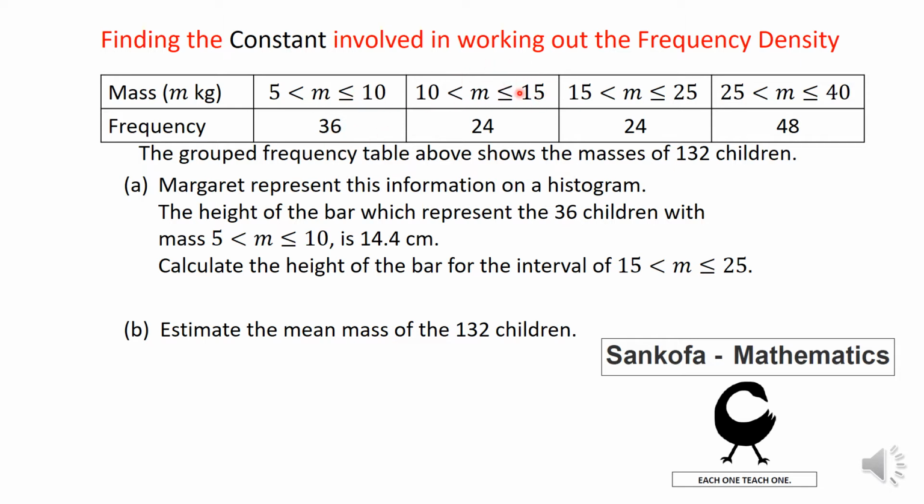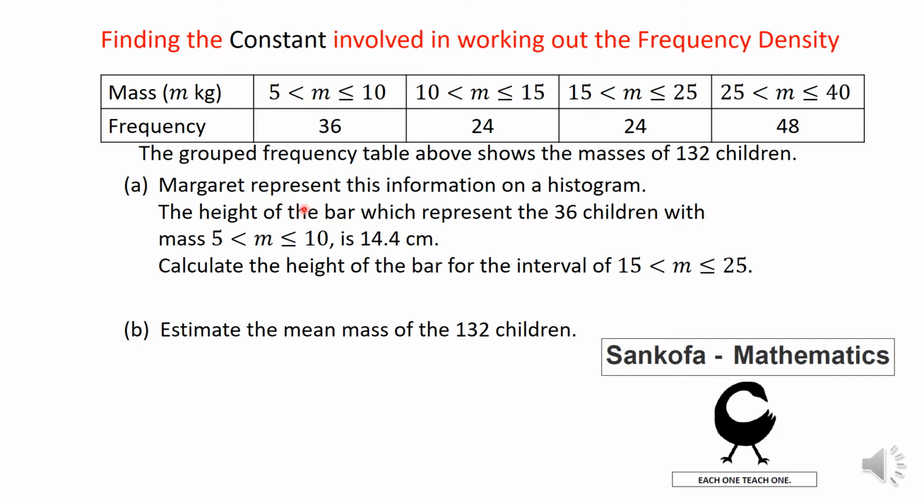The masses of children between 10 and 15 kilograms are 24, and the masses of children between 15 and 25 kilograms are 24 as well. And lastly, the masses of children between 25 and 40 kilograms are 48. So they are grouped in those different class intervals.